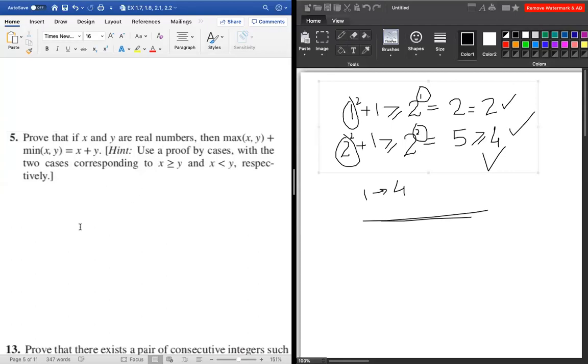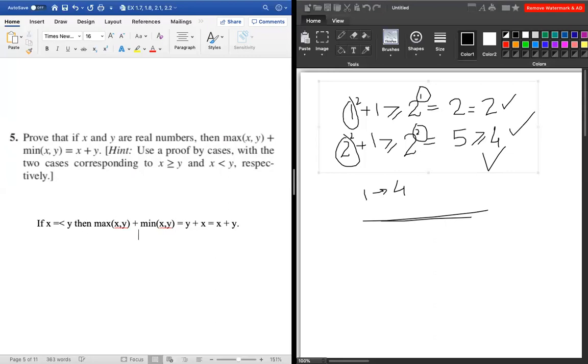So we will see. If we have x less than or equal to y, this is not an arrow sign, here it is. If x is equal to or less than y, then the maximum of x and y plus the minimum of x and y equals y plus x, which equals x plus y because of the laws we studied in the previous tutorial.